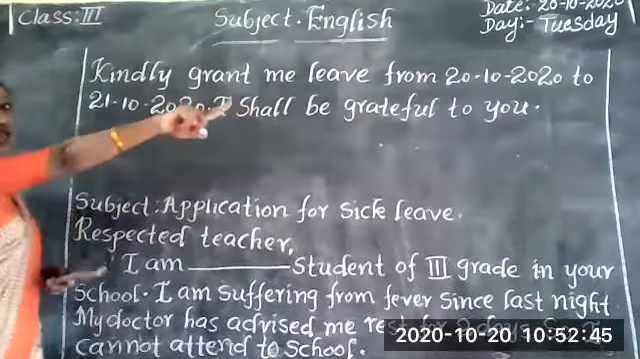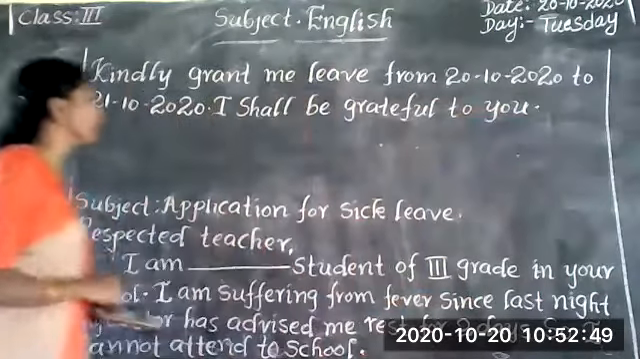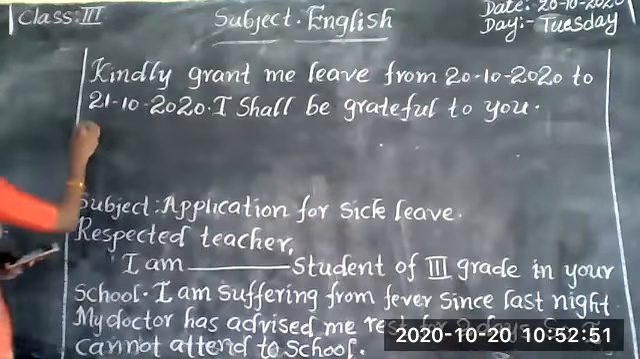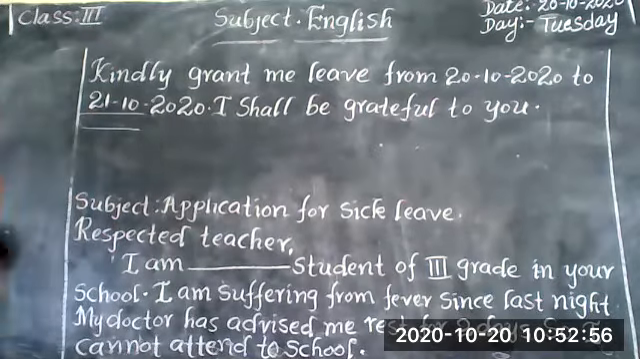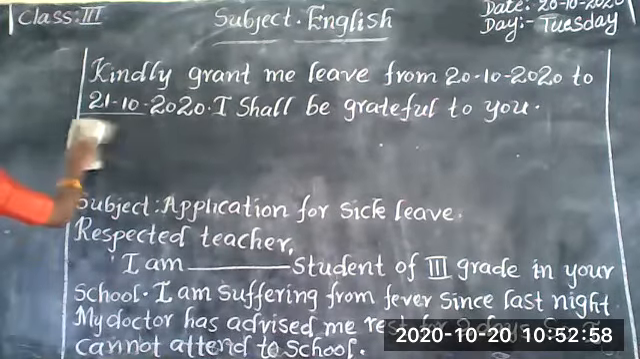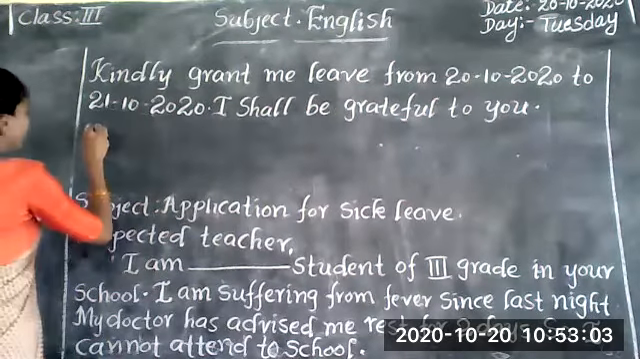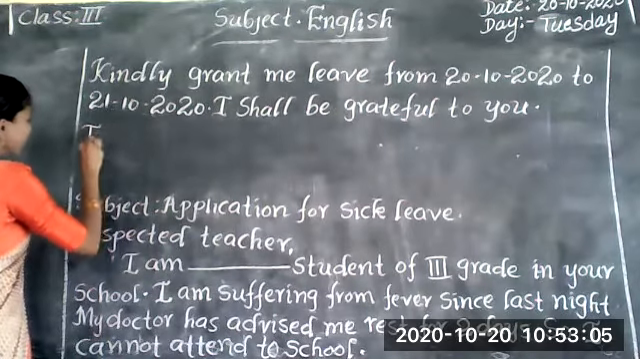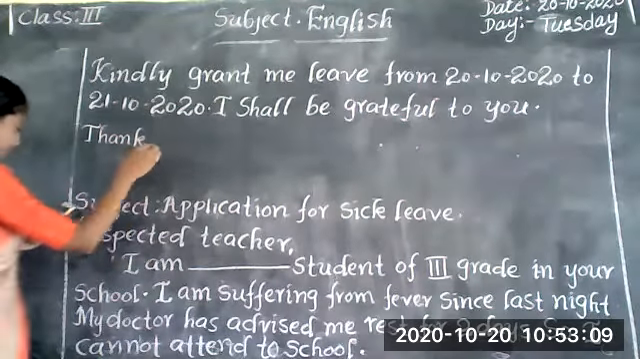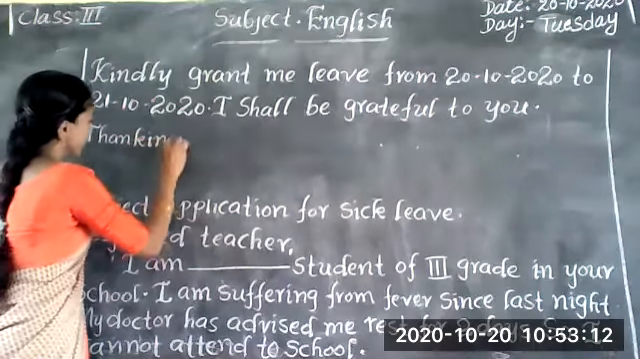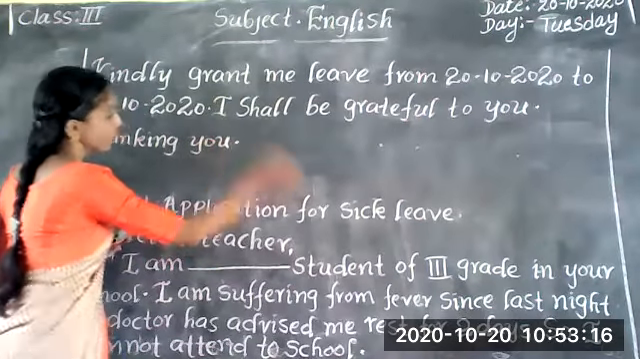Don't write there. Okay. If you have a place, also you should not write here. This should be written in your next line. Just give one line gap. Here, leave one line gap. Then you write this. Okay. Leave one line gap and then write. Thanking you. What you have to write? Thanking you. Thanking you. After that, you should put a full stop. Okay?